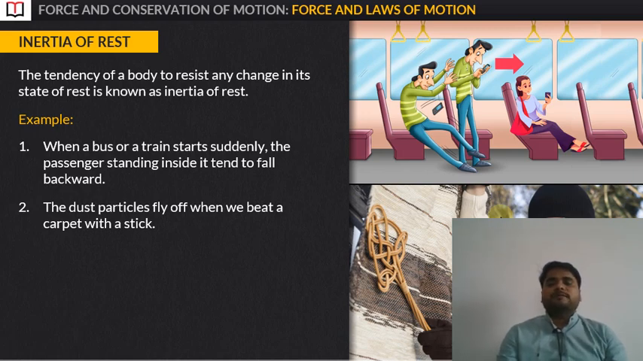The tendency of a body to resist any change in its state of rest is known as the inertia of rest. Example: when a bus or a train starts suddenly, the passenger standing inside it tends to fall backward. The dust particles fly off when we beat a carpet with the help of a stick. So these are the examples of inertia of rest.